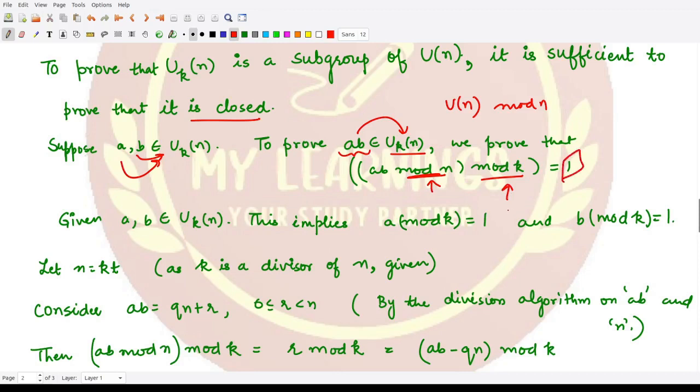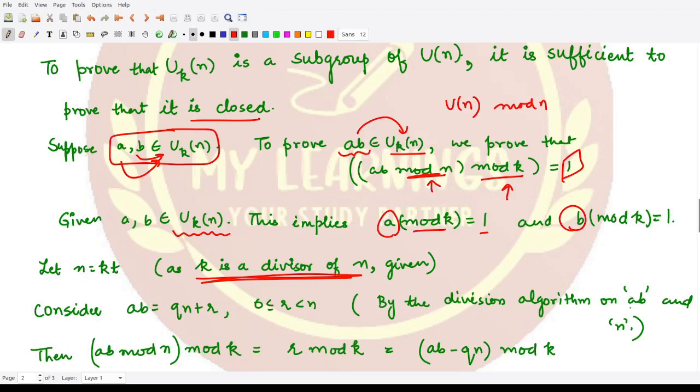So here we assume that A and B both are present in UKN. What does it mean? It means that when you take mod K, you get 1 for both A and B. This is by the definition of UKN, this is how we have defined it. Also, we are given that K is a divisor of N, in the statement of the question. So that means you can write N as K times T for some T.